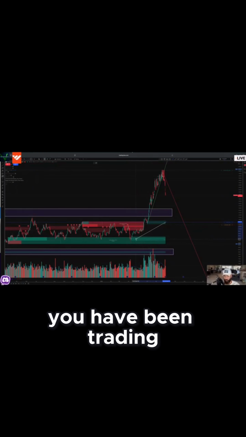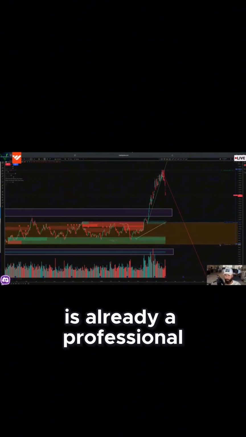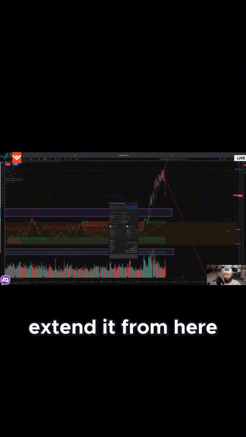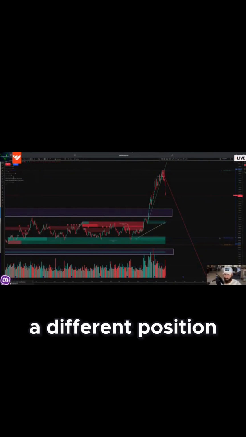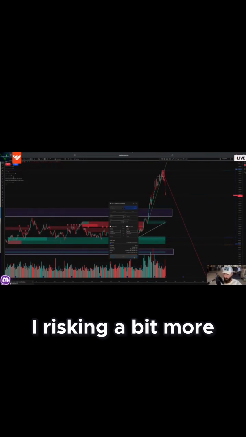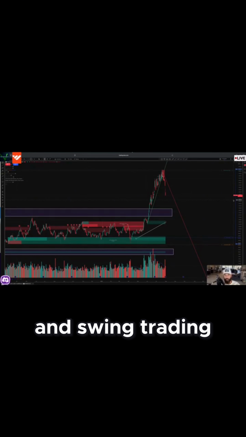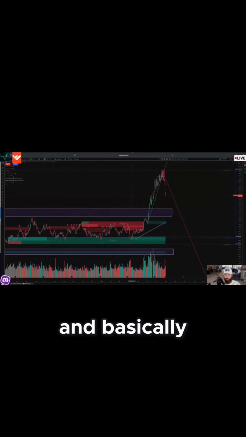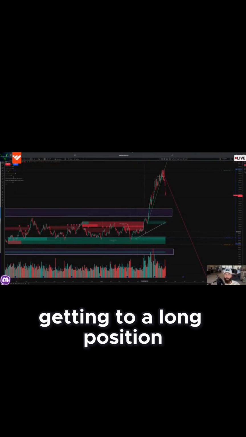Those of you who have been trading from this point even captured more money, because this is already a professional move. If I extend it from here and we see the position from here, we're already talking about a different position, risking a bit more, about $6,000 to create almost $60,000. So it's 1 to 10, which is a beautiful ratio in swing trading, and basically spotting this area as a reversal point and getting into a long position.